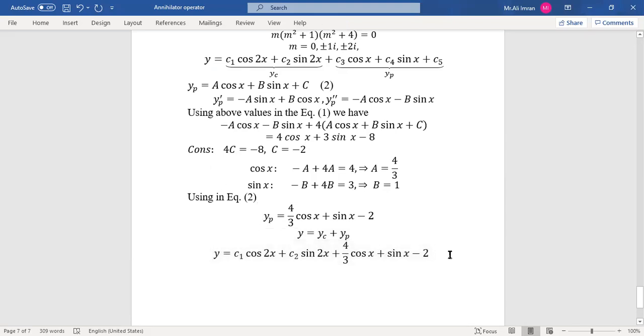So dear students, study this lecture. I have comprehensively solved several questions to illustrate the annihilator operator approach. I do hope that if you study this lecture carefully, you can easily understand and solve questions related to the annihilator operator.